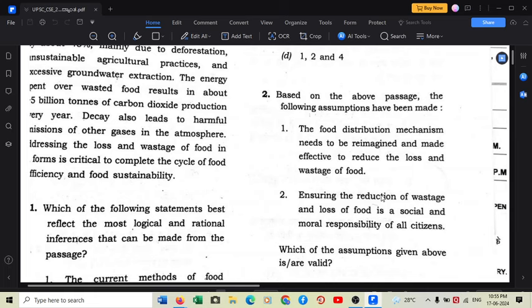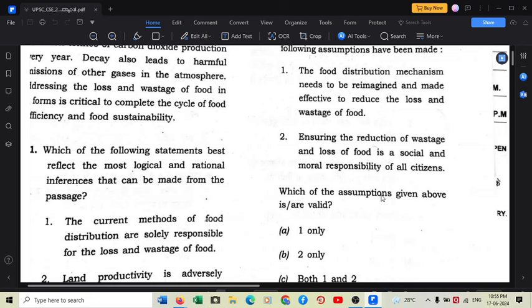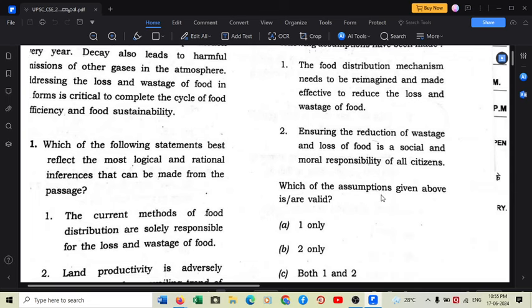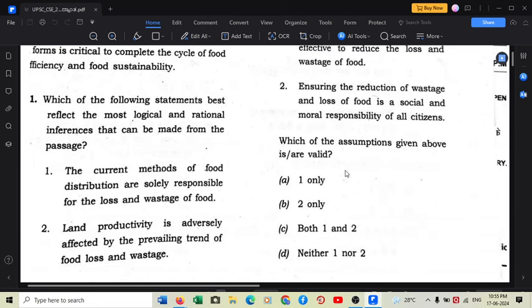Statement number 2: ensuring the reduction of wastage and loss of food is a social and moral responsibility of all citizens. Definitely this is a statement which is correct in a generic manner, but it is not correct as per the passage, because nowhere in the passage are we talking about the social and moral responsibility of citizens. So the answer is 1 only. 2 is ruled out.